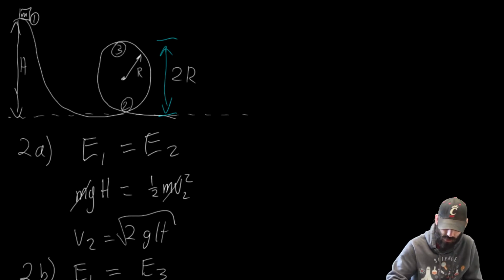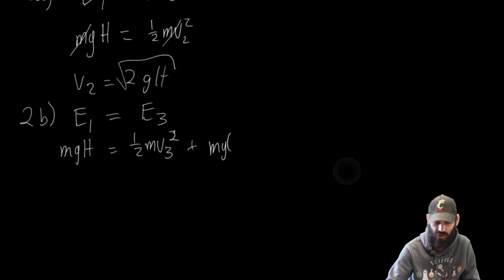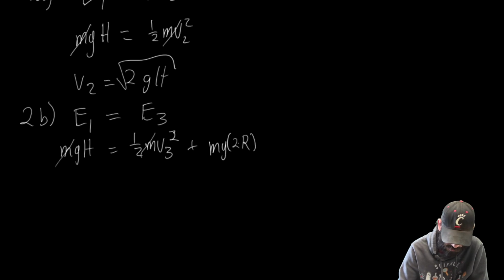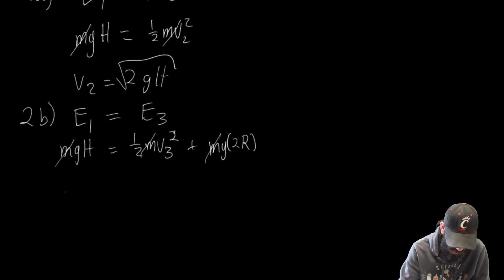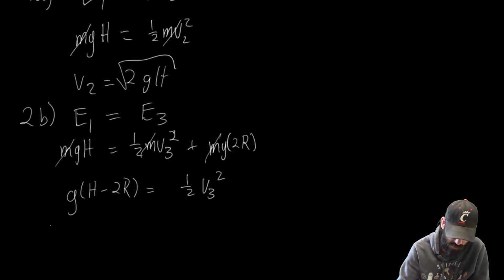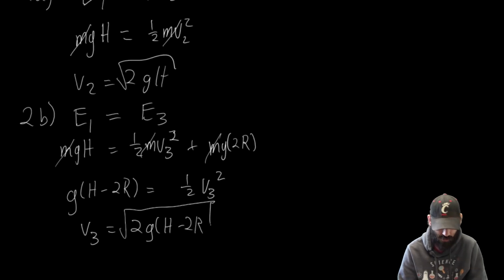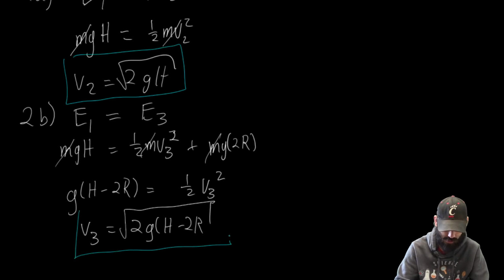So then what we can say is this is going to be plus mg times this height that we have, which is going to be 2r. Solve for v3. So we move this to the other side. We can cancel our m's. And then we have g times (h minus 2r) is going to be equal to 1/2 v3 squared. And so v3 is going to be equal to the square root of 2g(h minus 2r). Okay, so here's our 2a, here is our 2b.